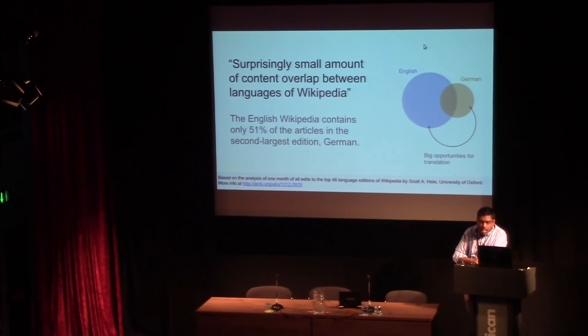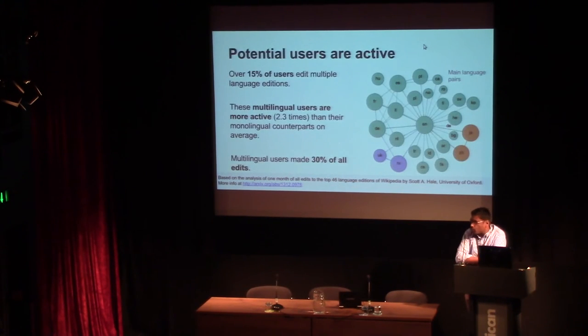There was a recent study conducted by the University of Oxford, by a person called Scott, and it suggests over 15% of the users edit in multiple languages. So multilingual users contribute a lot of articles. They edit in multiple wikis, and the study also tries to understand the pattern of editing: how a multilingual user edits, and what language pairs they are translating.